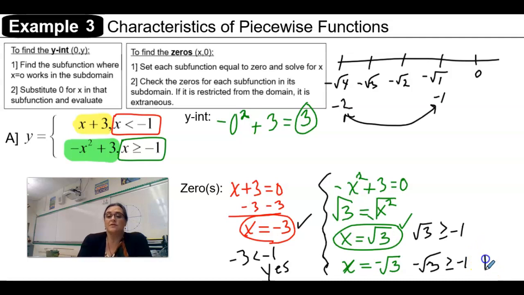And so since this is a no, that does not work in the subdomain, I cannot keep this as an answer. So I cross it off my list because it's not part of the graph that will be sketched by that function. Okay, so we have a y-intercept of 3 and 2 real zeros, one at negative 3 and another at positive square root of 3.